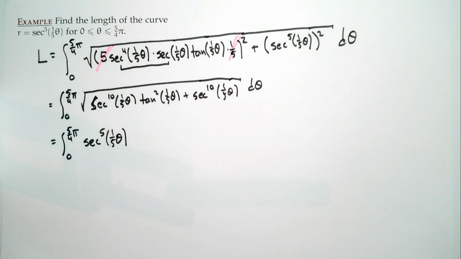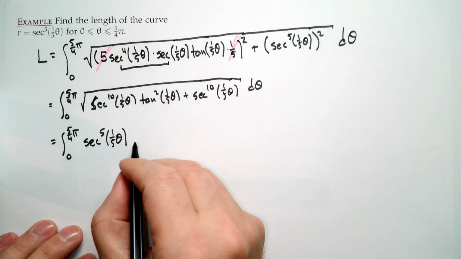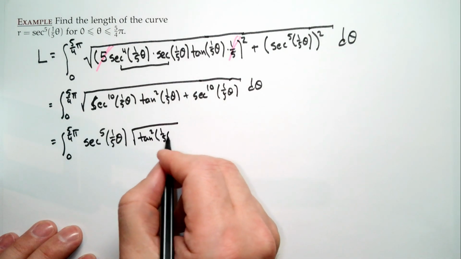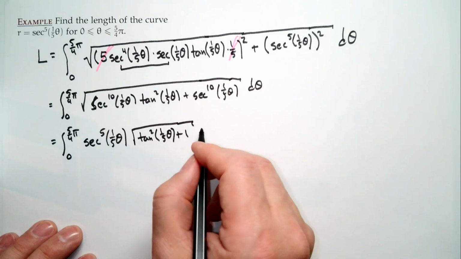Here's why. Where does 1/5 theta go between? Look at our range for theta. Theta goes from 0 to 5 pi over 4, so 1/5 of that goes from where to where? 0 to pi over 4. And between 0 and pi over 4, secant is positive. I know that because between 0 and pi over 4, cosine is positive and secant is 1 over cosine. So I don't need to worry about absolute value. I know that some of you are worried about it, so I just want to assure you. Tangent squared of 1/5 theta plus 1.